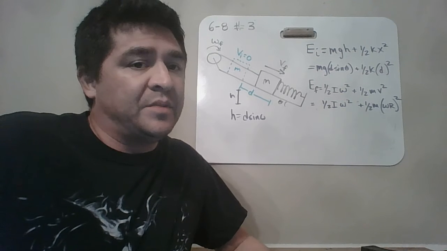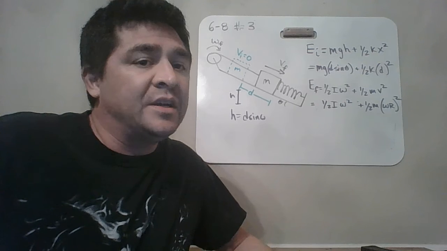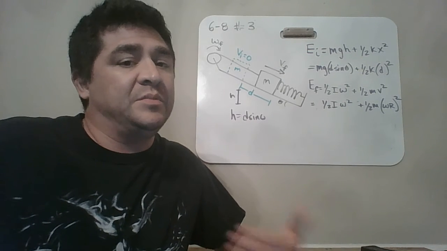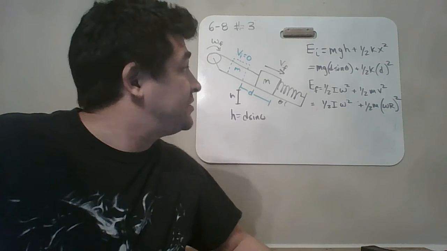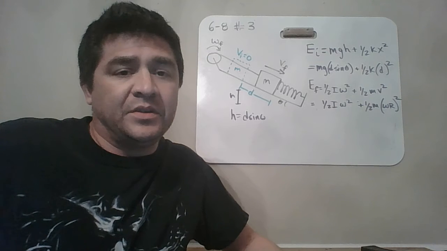The big parts of this problem are putting h in terms of d because that's given. So d sine theta goes in for h. And the amount of stretch for the spring is also d, the amount that the block went up the ramp. So there's your initial energy. Boom.